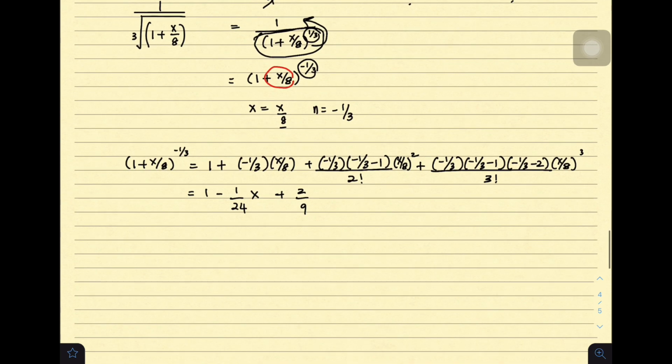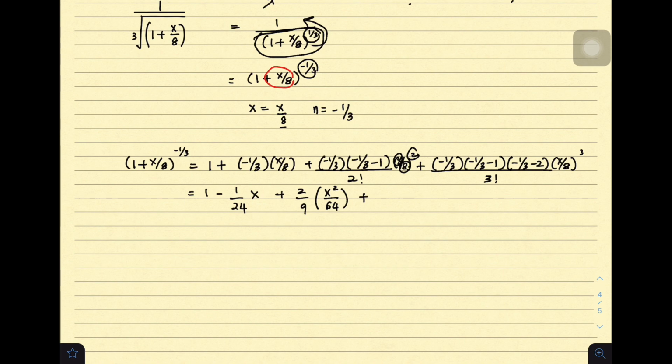Alright. So 2 over 9 darab dengan x square over 64. So x over 8 kuasa 2. So x kuasa 2, x square, 8 kuasa 2, 64. Okay, so tambah dengan the next one is negative 1 over 3 multiply by negative 1 over 3 minus 1 multiply by negative 1 over 3 minus 2. Okay, then you divide by 3 factorial. So 3 factorial adalah 6.